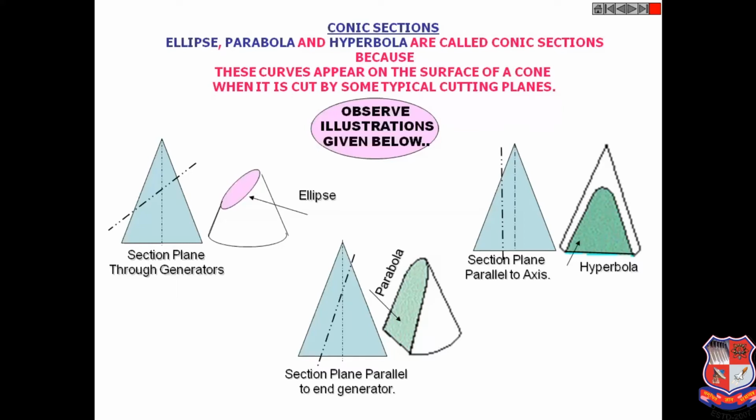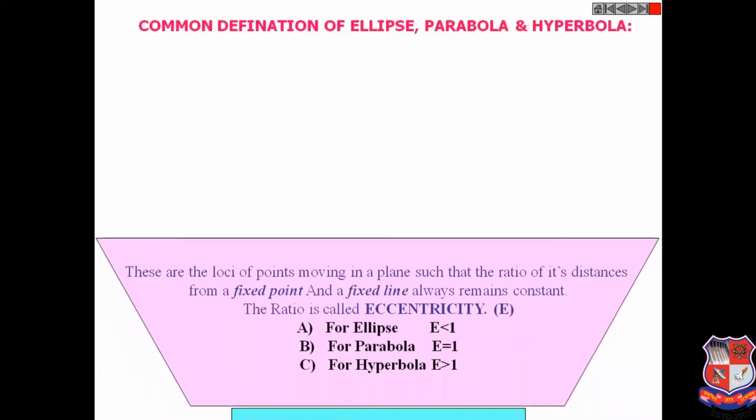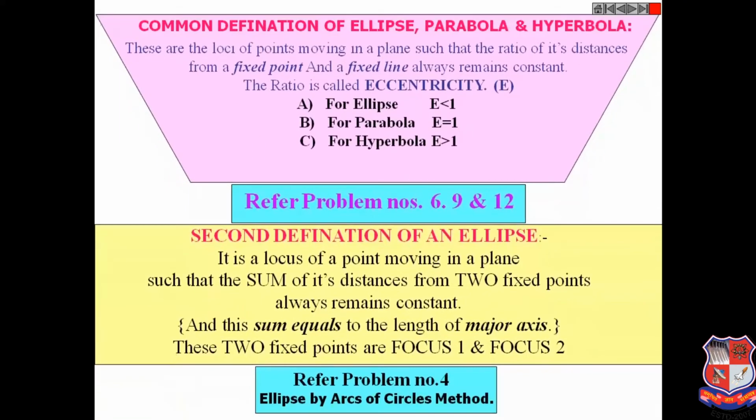Now we have to understand each and every method of drawing the ellipse, parabola, and hyperbola. Before that, we have to discuss one definition, that is eccentricity. Eccentricity is very important in the case of the ellipse, parabola, and hyperbola. So what is eccentricity? It is the locus of a point moving in a plane such that the ratio of its distance from a fixed point and a fixed line always remains constant, and this ratio is known as the eccentricity.